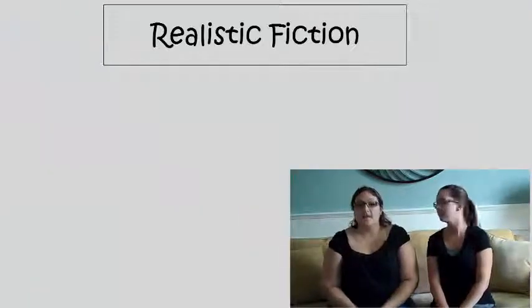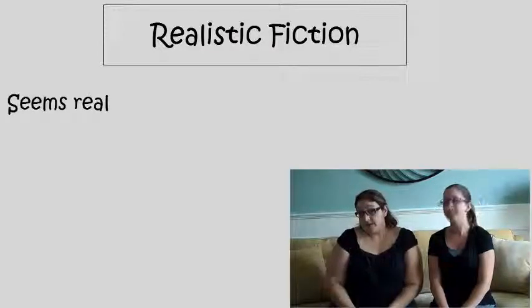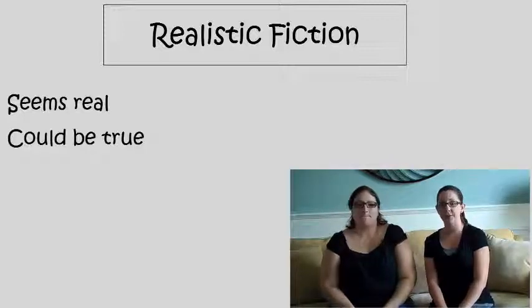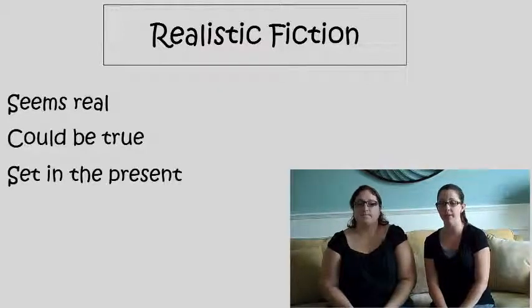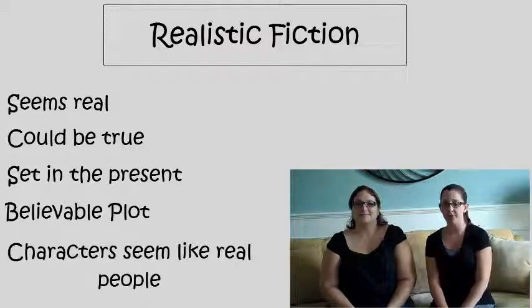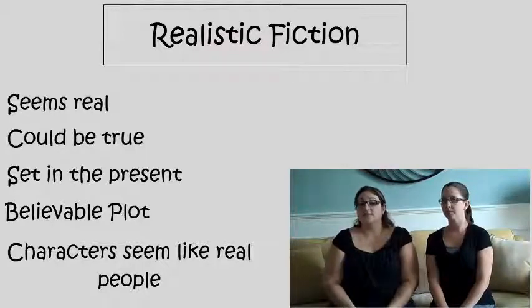Yeah, now let's get down to business. We're going to start today by talking about realistic fiction. The key point in realistic fiction is that everything seems real, and it's easy to believe that it could be true. Realistic fiction is set in modern times. The plot is very believable. The characters all face events and conflicts that could happen in everyday life. In other words, the characters all seem like real people with real issues.